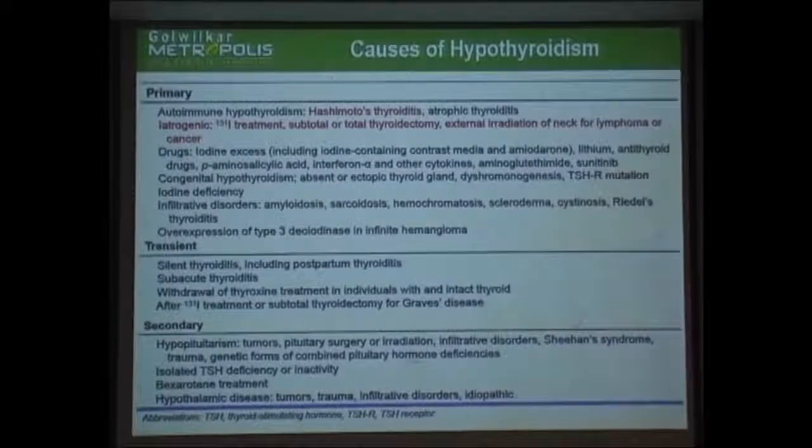This is just a table enumerating the different causes of hypothyroidism, and as you see, autoimmunity or autoimmune thyroiditis is at the top, and then the iatrogenic causes like subtotal or total thyroidectomy or irradiation to the neck for some kind of cancers are the major causes, top of the list.